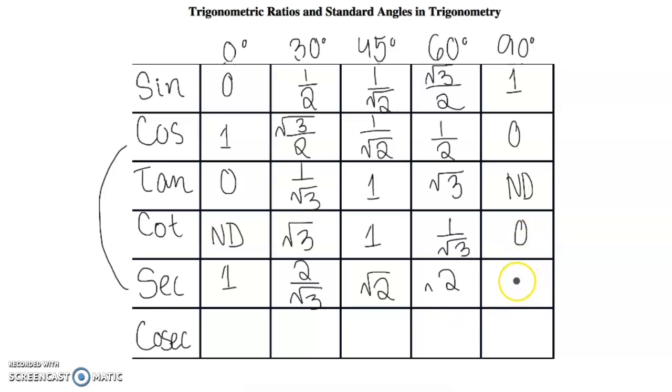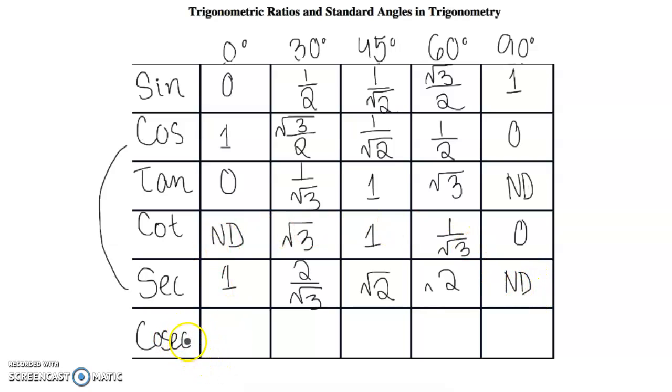And finally, for sec 90 theta, our answer is undefined, because the opposite of 0 is undefined. We write 0 as a fraction as 0 over 1, and when we flip that, we know that 1 over 0 is undefined.